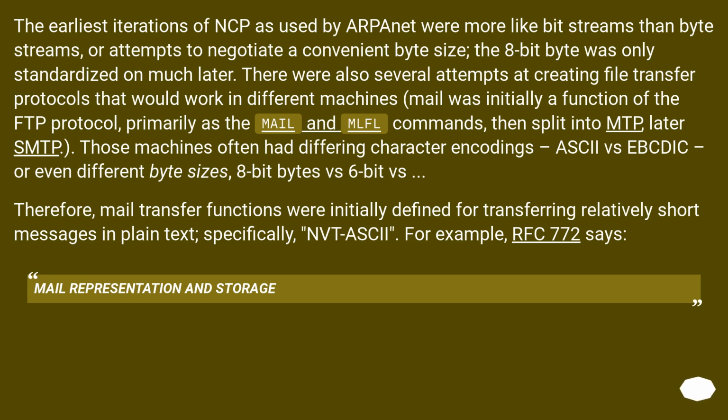Mail was initially a function of the FTP protocol, primarily as the MAIL and MLFL commands, then split into MTP, later SMTP. Those machines often had differing character encodings, ASCII versus EBCDIC, or even different byte sizes, 8-bit bytes versus 6-bit. Therefore, mail transfer functions were initially defined for transferring relatively short messages in plain text, specifically, NVT ASCII. For example, RFC 772 says, "Mail representation and storage."